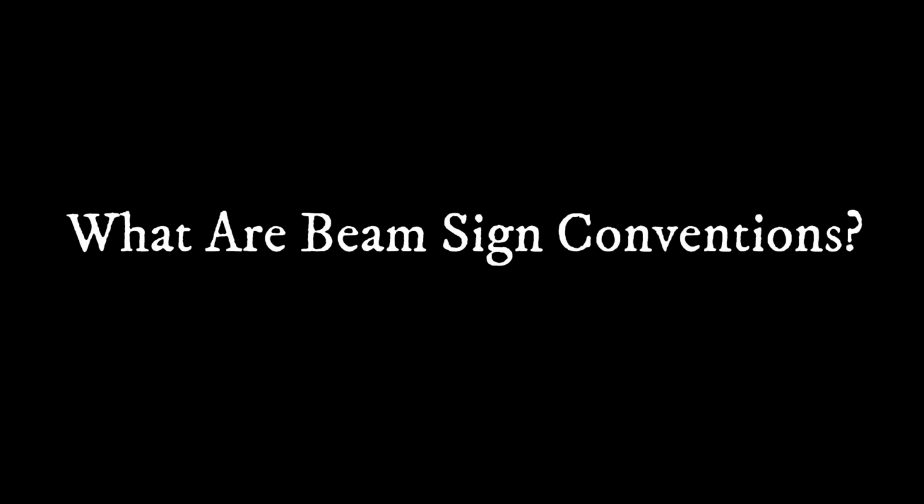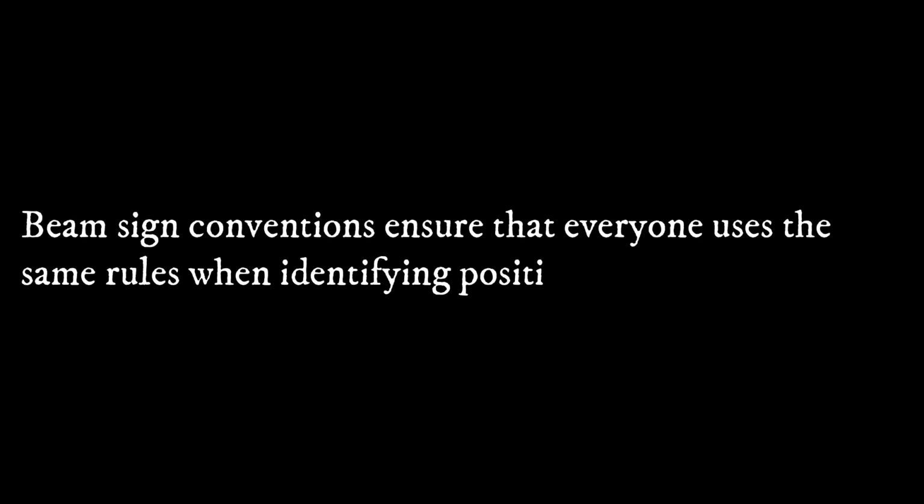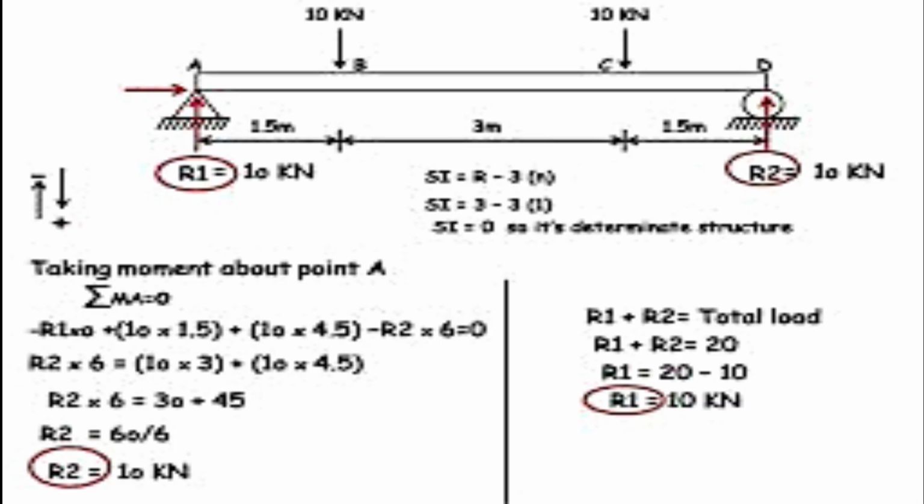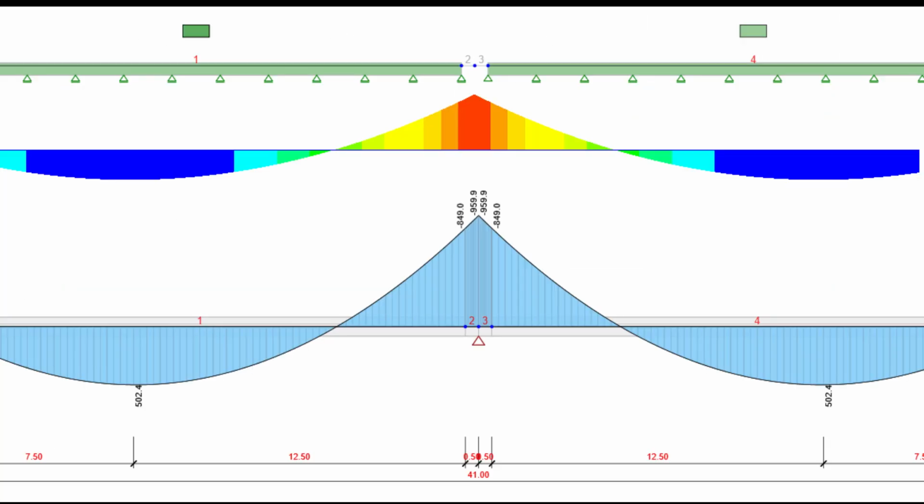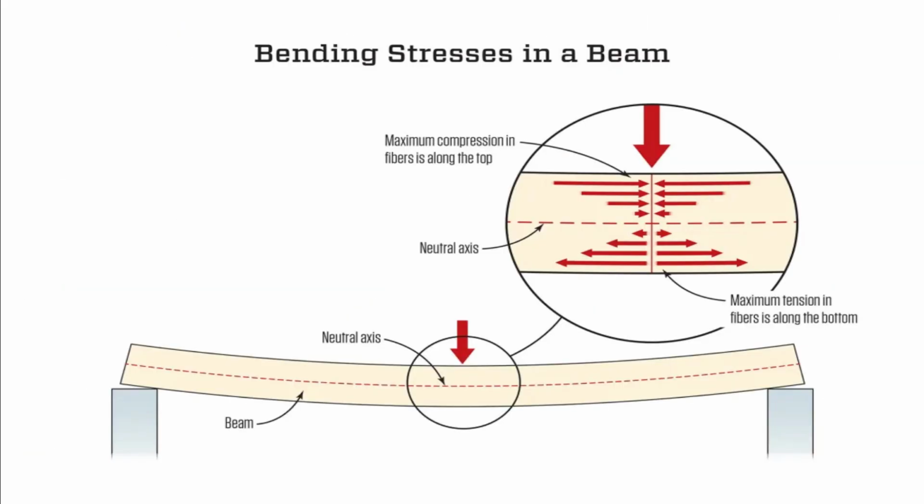Now, what are beam sign conventions? Beam sign conventions ensure that everyone uses the same rules when identifying positive and negative values. They are essential for calculating reactions, drawing shear force diagrams, bending moment diagrams, and determining the stress and deflection in any beams. Let's look at sign conventions for forces.